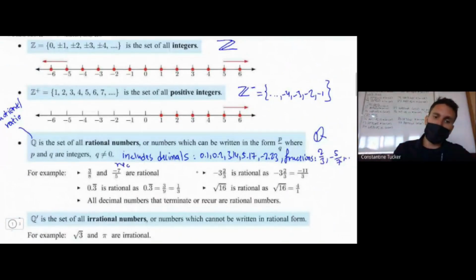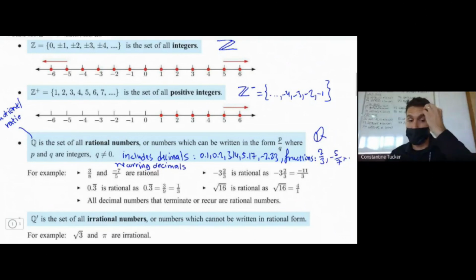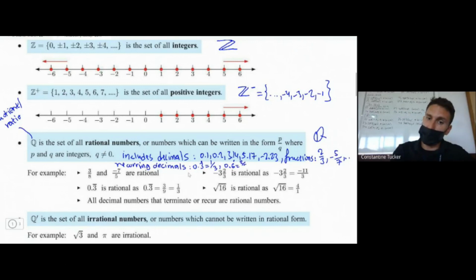Although never-ending decimals are not included in rational numbers, so something like pi, which is an irrational number, is not included, recurring decimals like 0.3 recurring would be included because you can write it down as 1/3. And 0.6 recurring is also included because it's 2/3. So these recurring decimals, which are never-ending but which we can write down as a fraction, are included in the set of rational numbers.